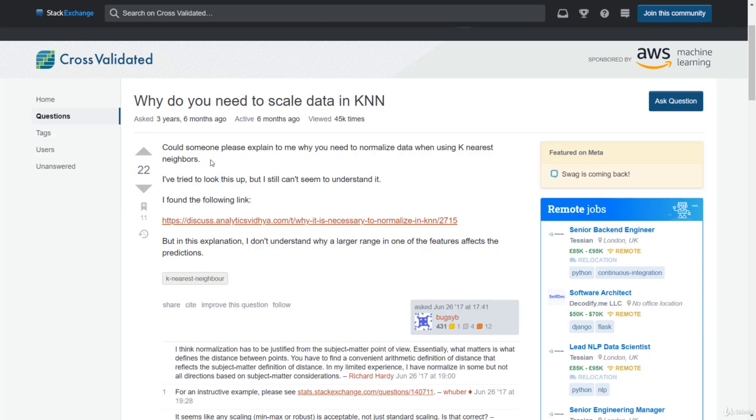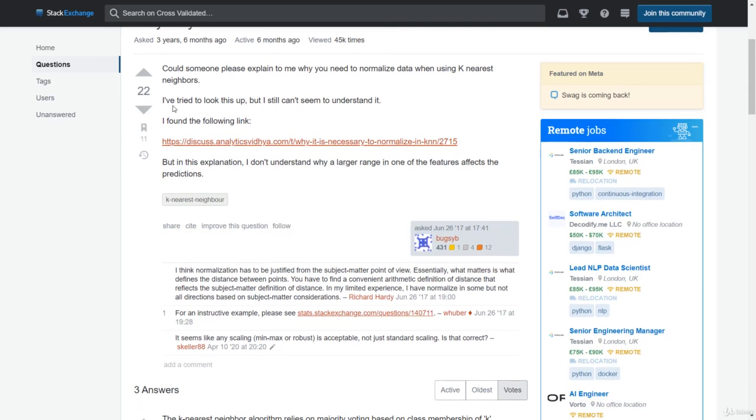And it was viewed by 45,000 people. Okay, and the question says, could someone explain to me why you need to normalize data when using k nearest neighbors? I have tried to look this up, but I still can't seem to understand it. I found the following link, but in this explanation, I don't understand why a larger range in one of the features affect the predictions.